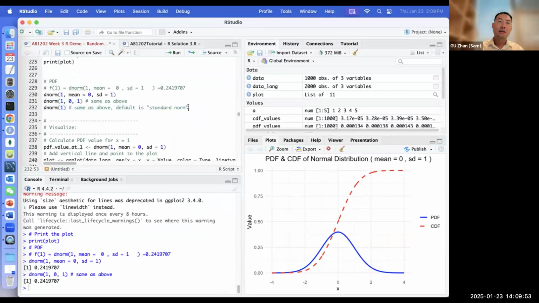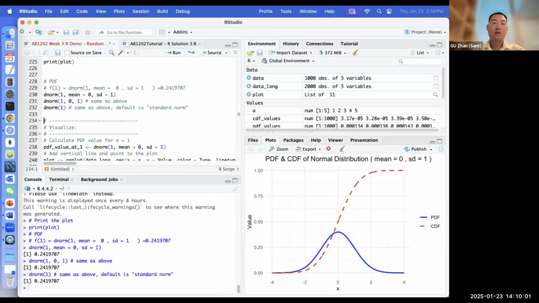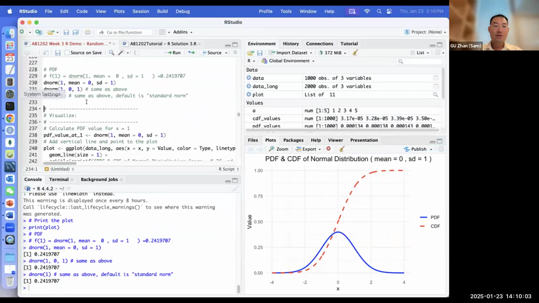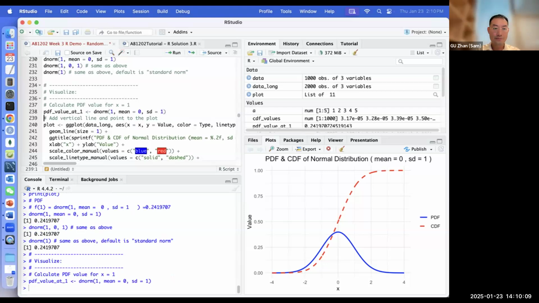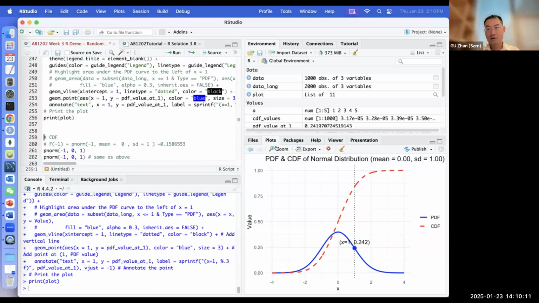So the default distribution for the dnorm function is a 0 mean, unit variance. They're all the same, you get all the same values. Then after that, we visualize it on this chart. Okay, calculate the PDF value for x equal to 1. Well, let's have a look.